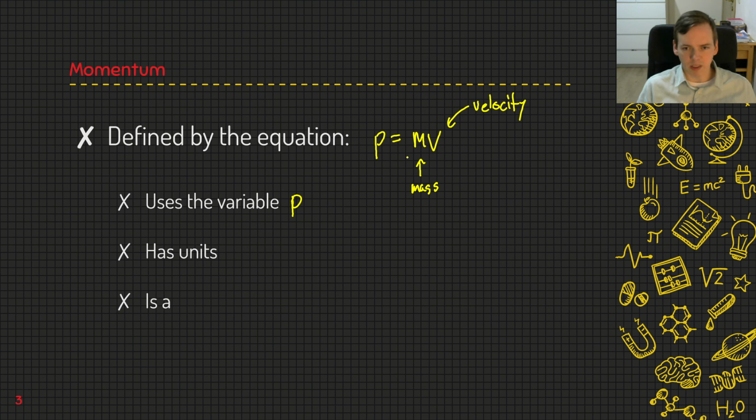It has units, and we can look at it and see what units it has. They'll be kilogram meters per second. And it is also a vector quantity. We know this because mass is a scalar, but velocity is a vector. If I multiply a vector by a scalar, it just makes the magnitude of that vector bigger or smaller, depending on whether the scalar is bigger or less than 1. So that's momentum. It's basically a combination of how much velocity something has and how much mass it has.